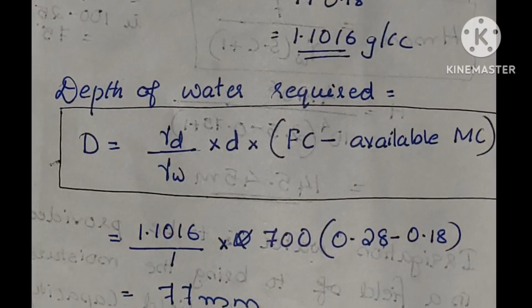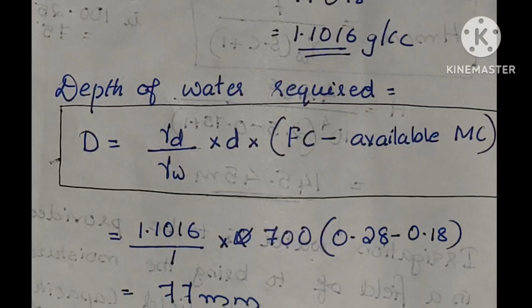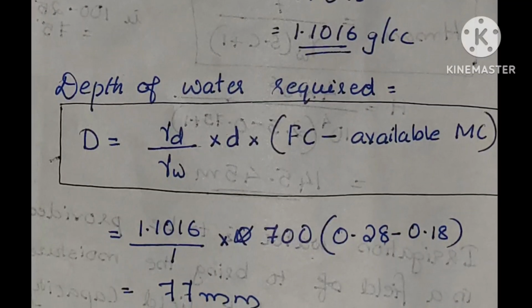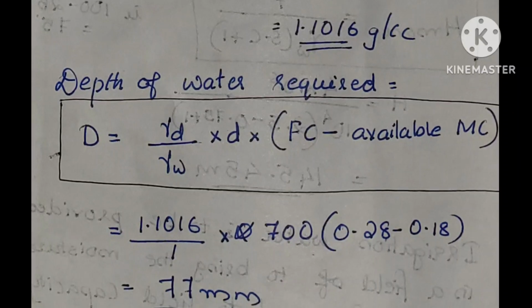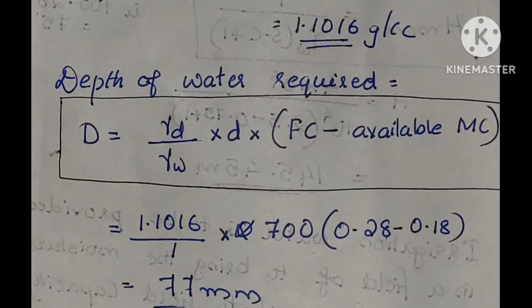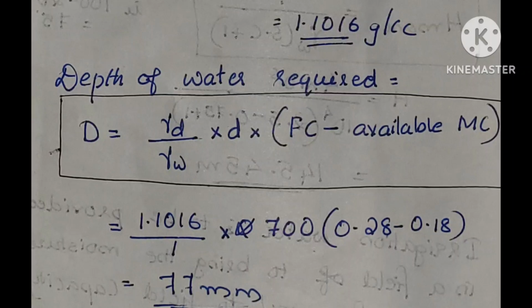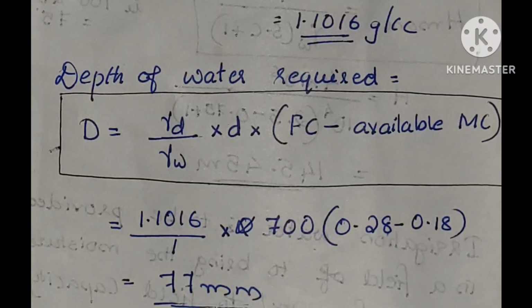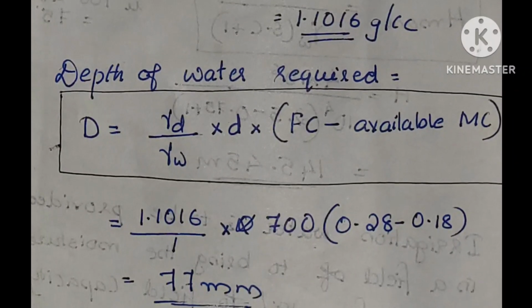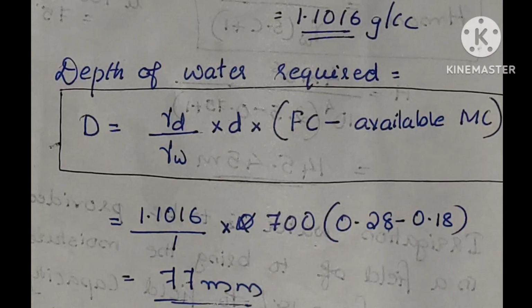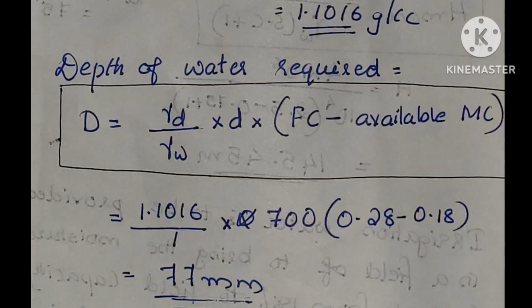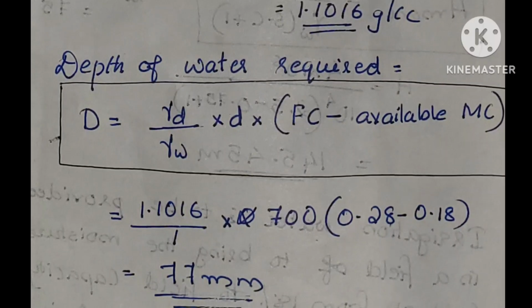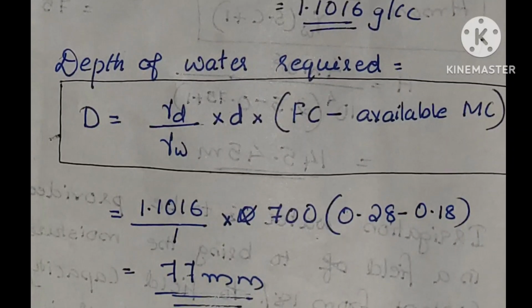Then field capacity and available moisture content: the available moisture content is 18%, so it is taken as 0.18, and it is raised to a field capacity of 28%, so field capacity is 28%, that is 0.28, and the available moisture content is given as 18%, that is 0.18. On substituting these values, we get depth of water required as 77 mm.